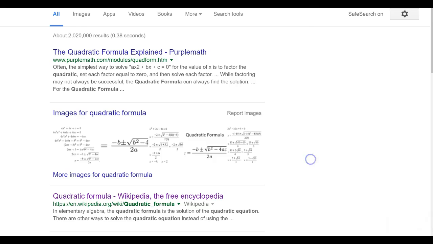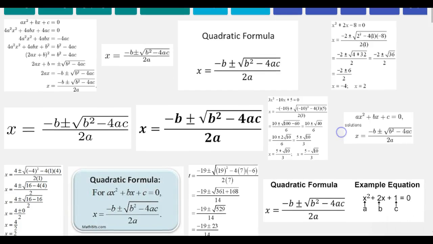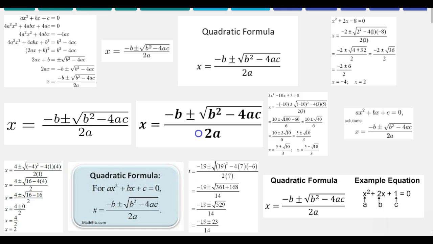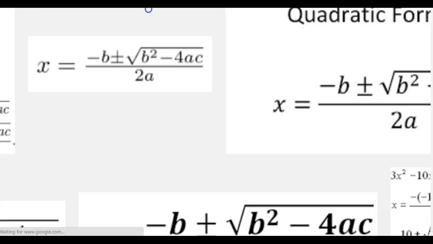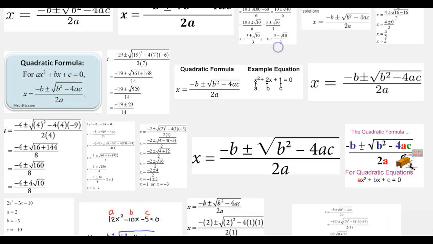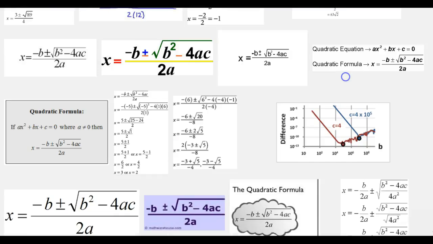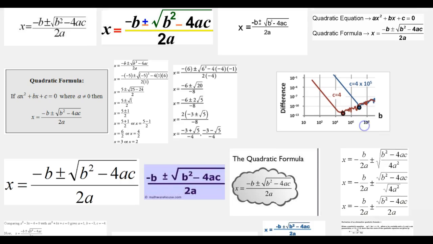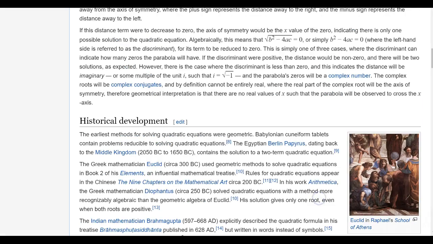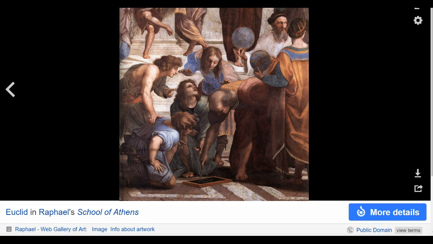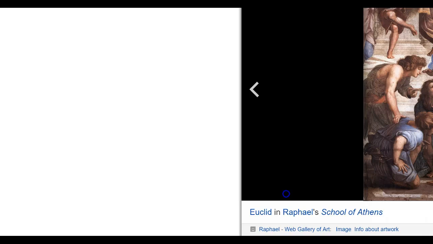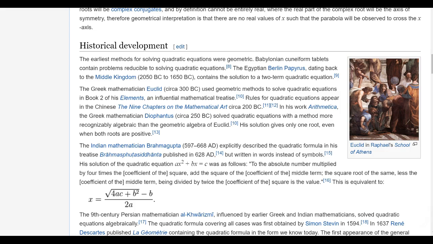What if I push images? What happens? Oh my gosh, it's everywhere. Look at all these pictures of the quadratic formula. Colors, all kinds of stuff. Even Wikipedia has it. It talks about the history. There was this guy Euclid who they say discovered it. But they also say that Babylonians discovered it. Those Babylonians are pretty cool people. They must be discovering a lot of stuff, right?